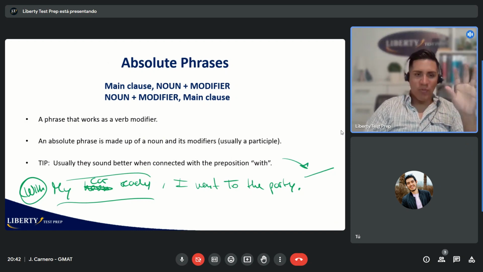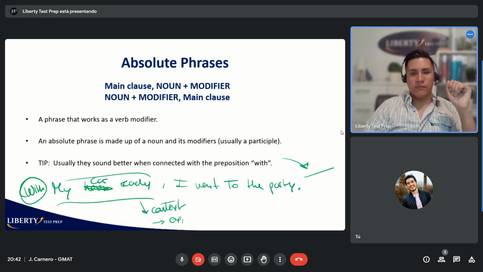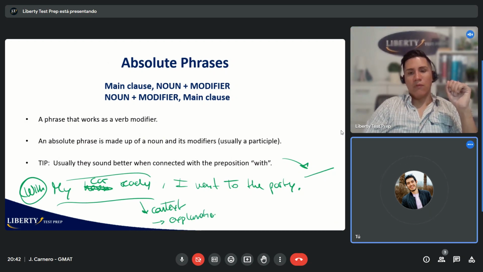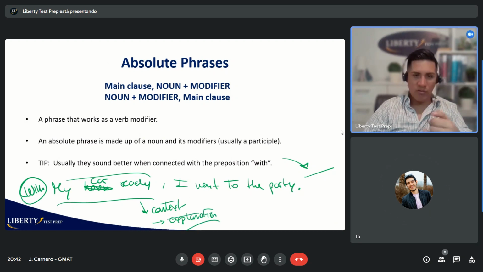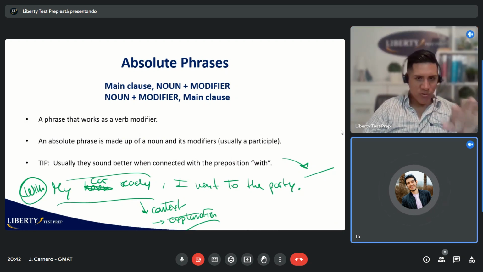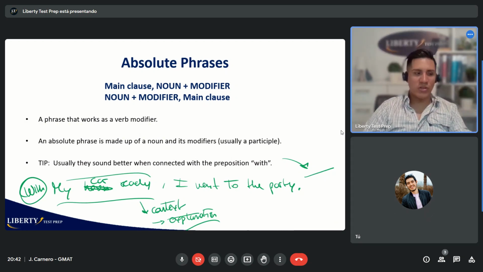But the important thing is this: it has to be giving you either a context or an explanation. One of those two. If it doesn't give you context or an explanation, it's not an absolute phrase. Those are the functions of the absolute phrase.